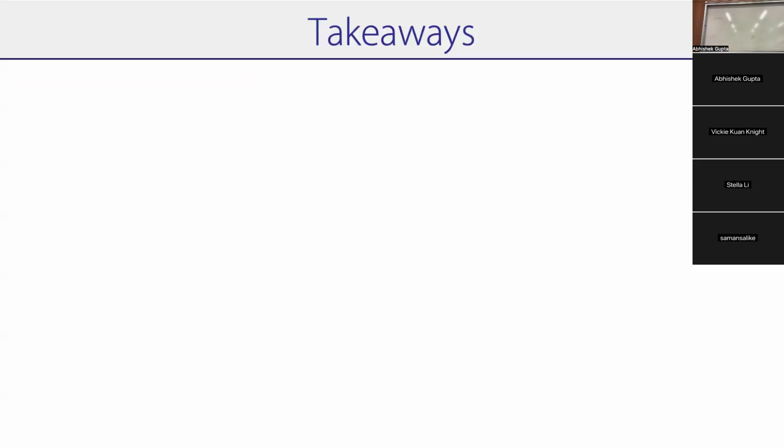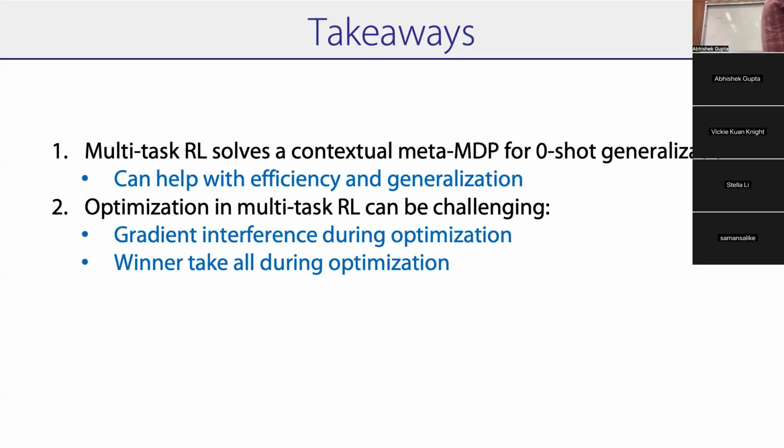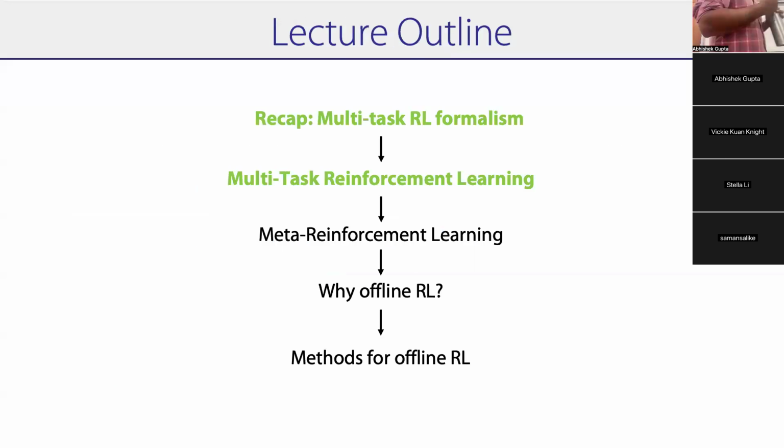Okay. So the takeaways here are that multitask RL could solve a contextual meta MDP for zero-shot generalization, should help with generalization to new problems, and because you can do data sharing, it helps with efficiency. Optimization in multitask RL can be challenging because you combine gradient interference with exploration, right? And some solutions include divide and conquer plus distillation, gradient projection, and new things that we have to invent. Okay, questions?